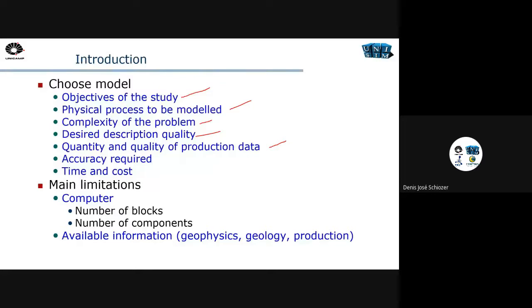We know that we have some error in these models, but we know that we have approximate solutions anyways, because we have a lot of uncertainties. So we have to consider also the quality and the amount of production data we have in this decision. Okay, the accuracy and the time and cost. So we have to consider all this when we are selecting the reservoir simulation models.